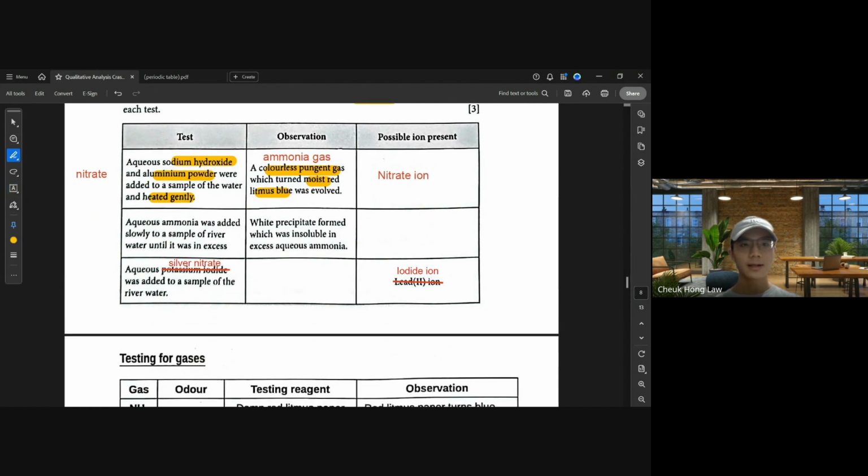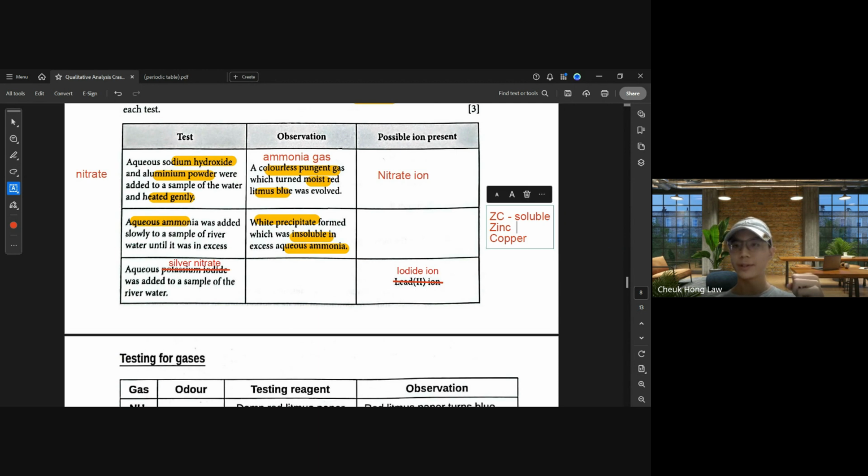Next test. Aqueous ammonia was added slowly to a sample of river water until it was in excess. Observation, white precipitate formed, which was insoluble in excess aqueous ammonia. So for aqueous ammonia test, remember I said only 2 things were soluble? Z and C. Only Z and C are soluble, zinc and copper. So it cannot be zinc, it cannot be copper, and it has to be a white precipitate.